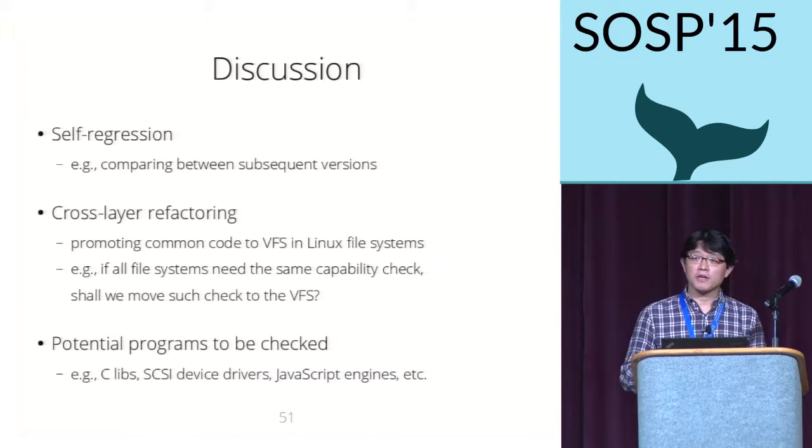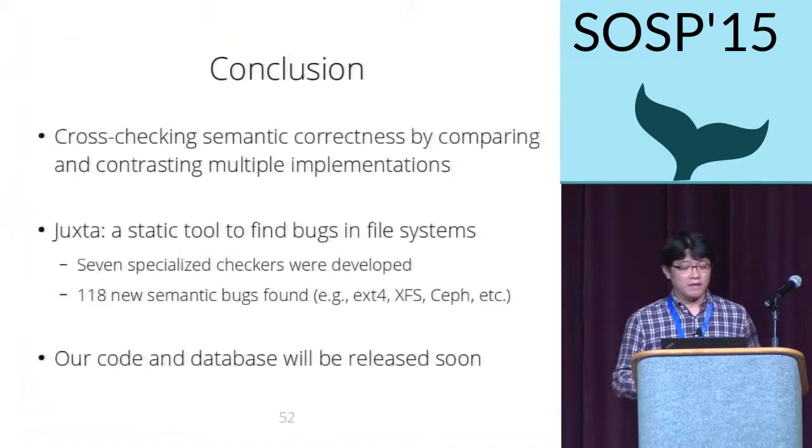If you may remember my first example, the capability check, you may wonder if all file systems need a capability check for the specific API. Such a capability check should be in the upper layer. Actually, we found many such cases while investigating our bug reports, so we think Juxta can be naturally extended to a cross-layer refactoring tool. And we think there are many important and interesting kinds of software to which Juxta can be easily applied, including device drivers and JavaScript engines.